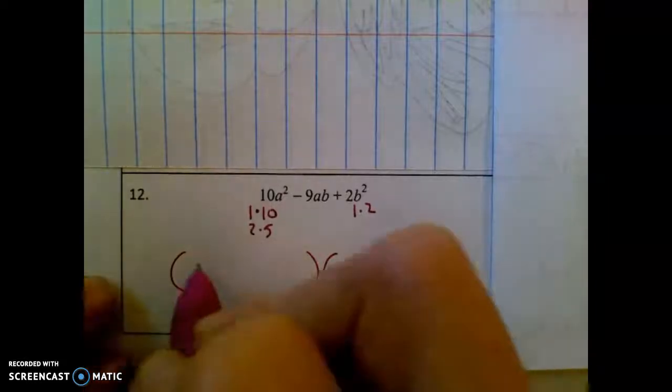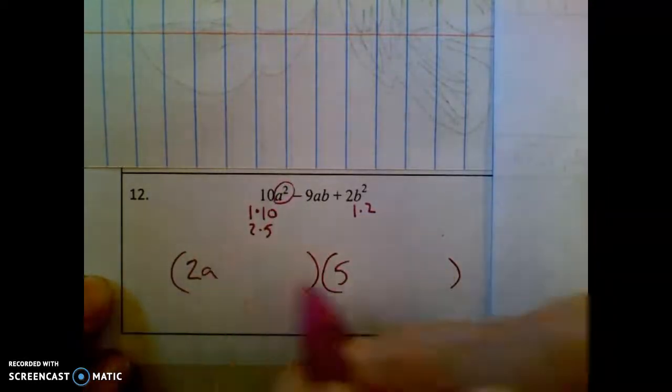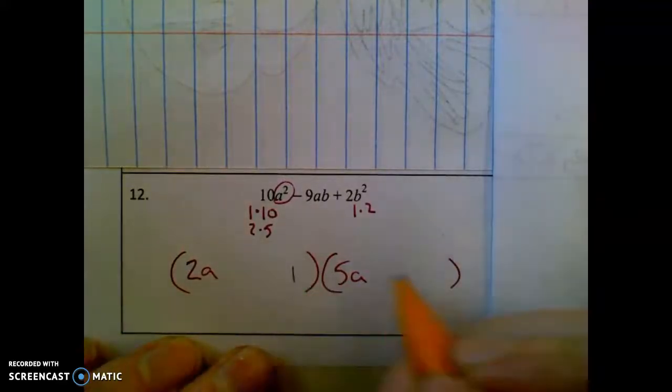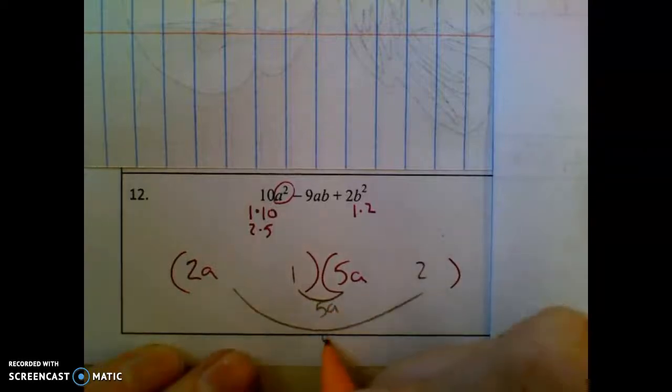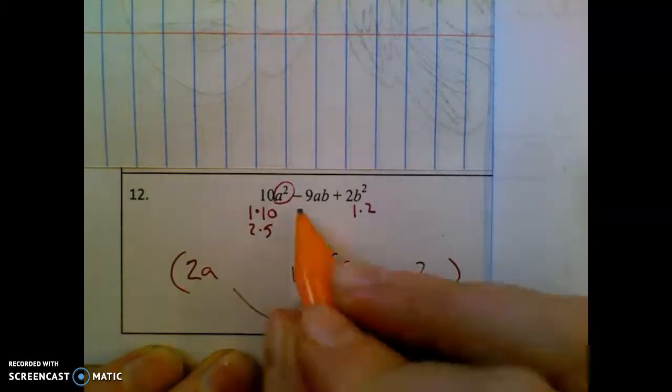I like to pick the closer together ones again, so 2 and 5, and I'm looking for an a squared, so I need a times a. Then I'm just going to guess 1 and 2 or 2 and 1, doesn't matter. Inner product 5a, outer product 4a. Oh, sweet. So I want a negative 9a. So how do I make 5 and 4 give me a negative 9?